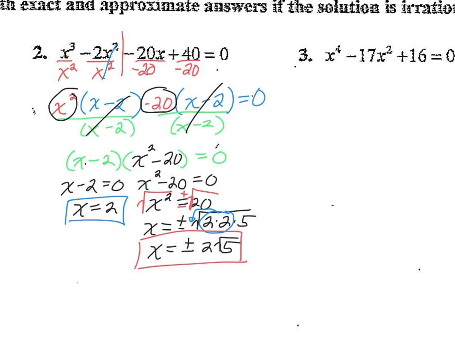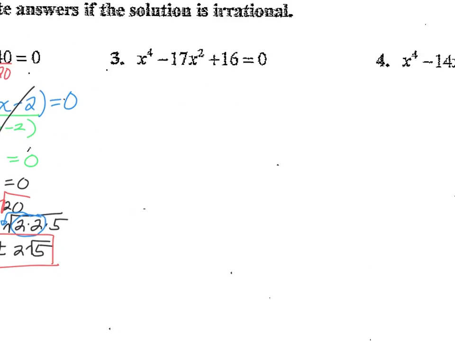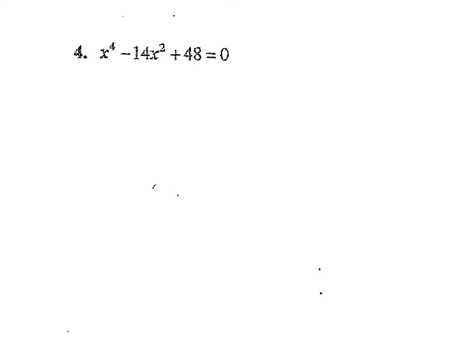All right, so let's try that again, but let's look at number 4. Number 4 is a little different. This time you don't have 4 terms, you just have 3. And you have an x to the 4th term, you're missing your x cubed, and you have an x squared, you're missing your x term, and then you have a constant. So anytime you have a trinomial but with an x to the 4th, it actually factors just like a quadratic.